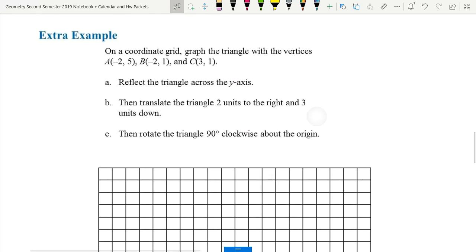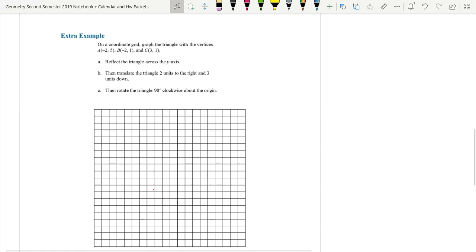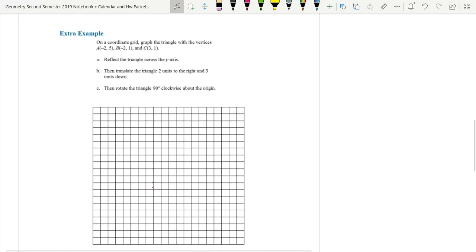So let's do an example. On a coordinate grid, you're going to graph the following triangle with the vertices. Go ahead and make a grid, make it XY axes, label A, B, and C, plot the points, draw the triangle, and then do these 3 transformations, and then watch my video after you've attempted on your own to get a solution.